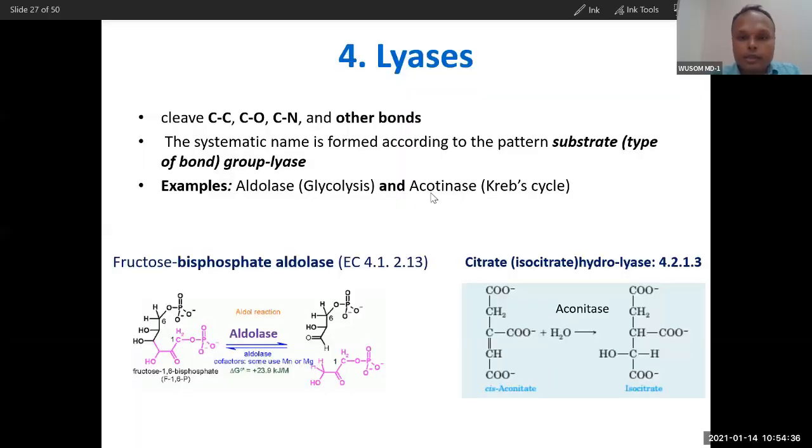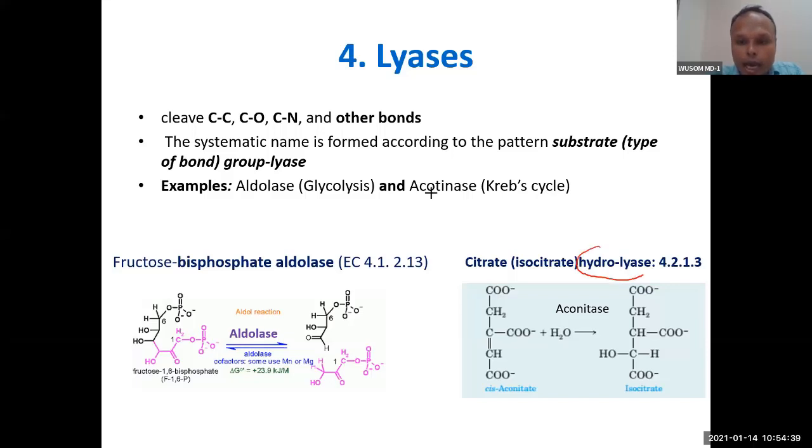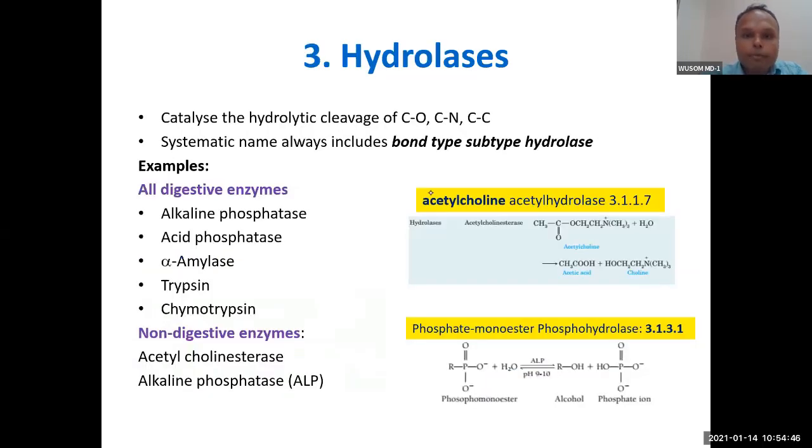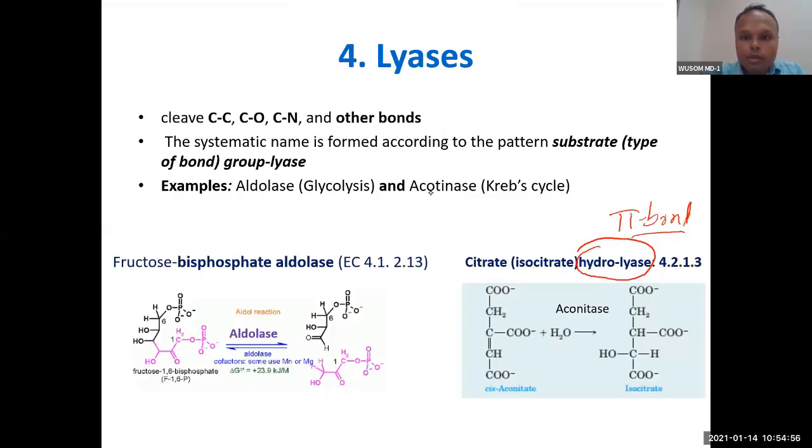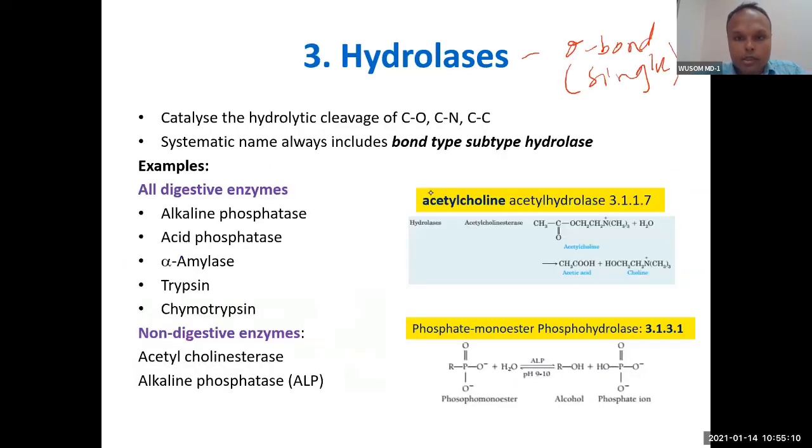So this is lyase. Hydrolyase will break a pi bond, and hydrolase will always break a sigma bond. The sigma is a single bond. Pi is a double bond. A double bond is called a pi bond. Understand this. So two examples for lyase: one enzyme exists in glycolysis, the other in the Krebs cycle.